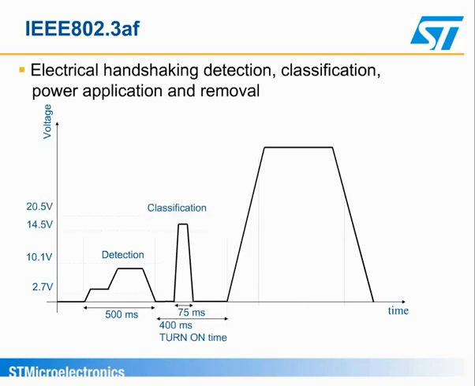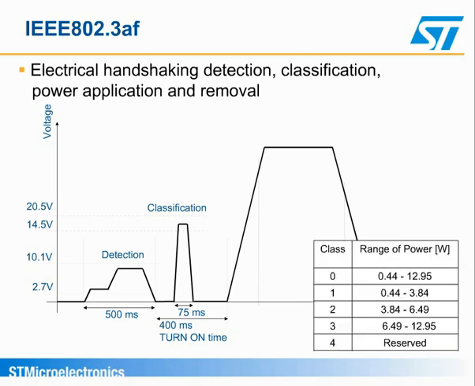After having identified the presence of a PoE-capable device, the PSE may then progress to the classification phase. In this phase, the PSE supplies the powered device with a voltage in the range of 15.5 to 20.5 volts and senses the current flowing in the cable. The IEEE 802.3af specification defines 5 classes of power for the powered device.